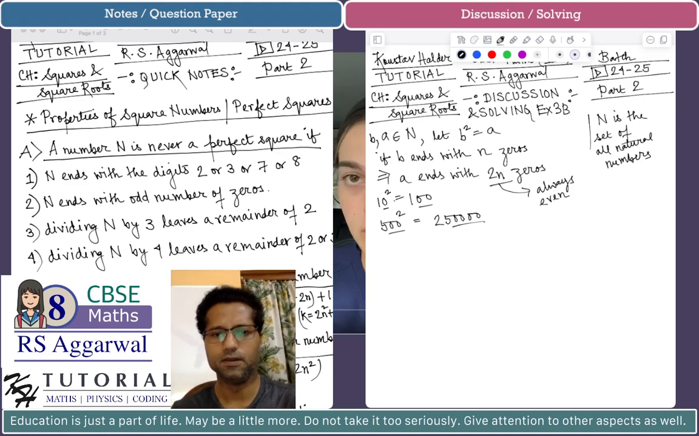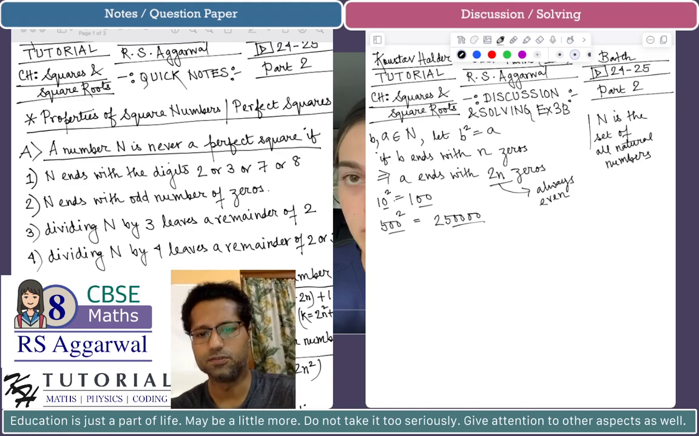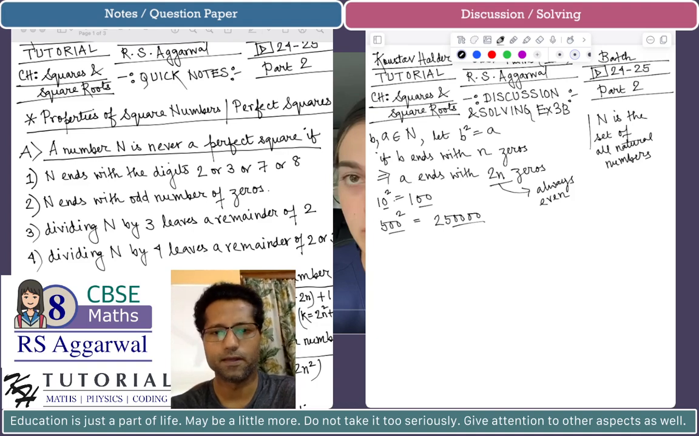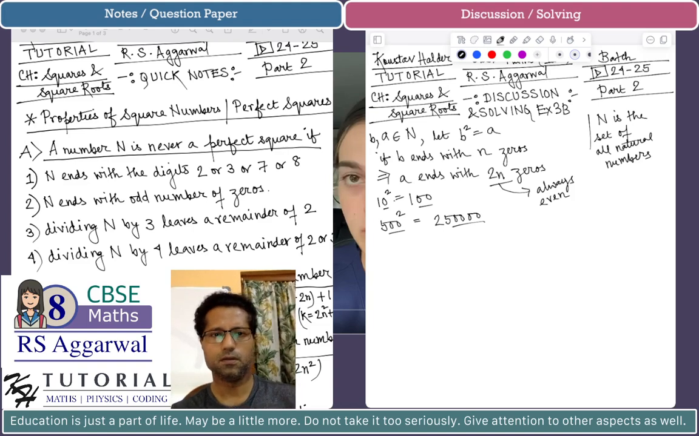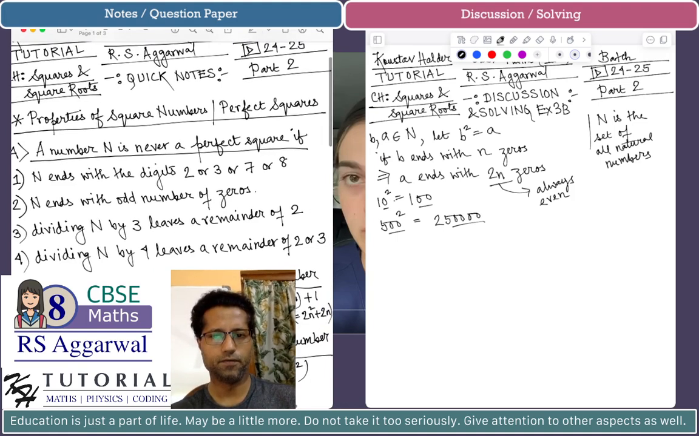Okay. What is point number 3? Dividing n by 3 leaves a remainder 2. If you are given a number n, and if you divide the number by 3 and it leaves a remainder 2, then it is not a perfect square. Now the reason, I do not know. I might try to figure out why this is so, but in a later video.